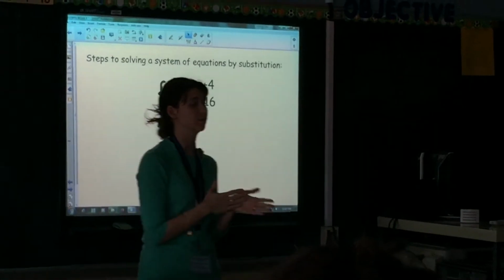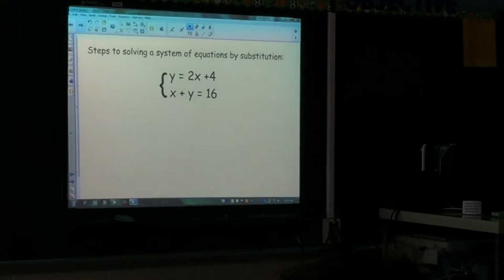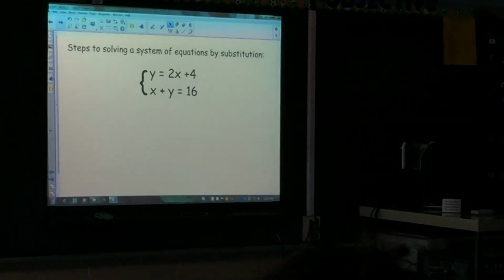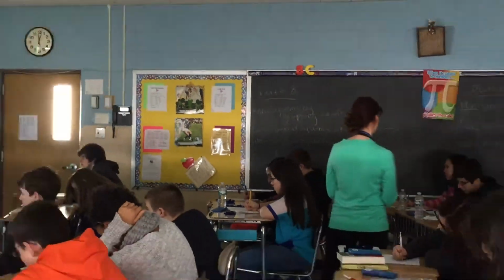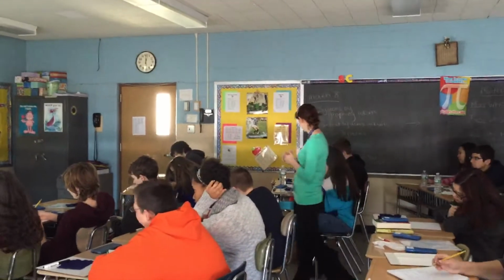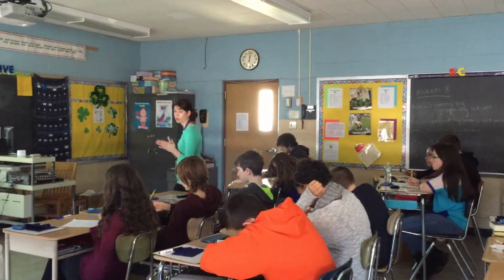Alright, so write this into your notebooks. This is the system of equations we're going to work with. We have y equals 2x plus 4. We have x plus y equals 16. So these are the two equations in our system: y equals 2x plus 4, x plus y equals 16.